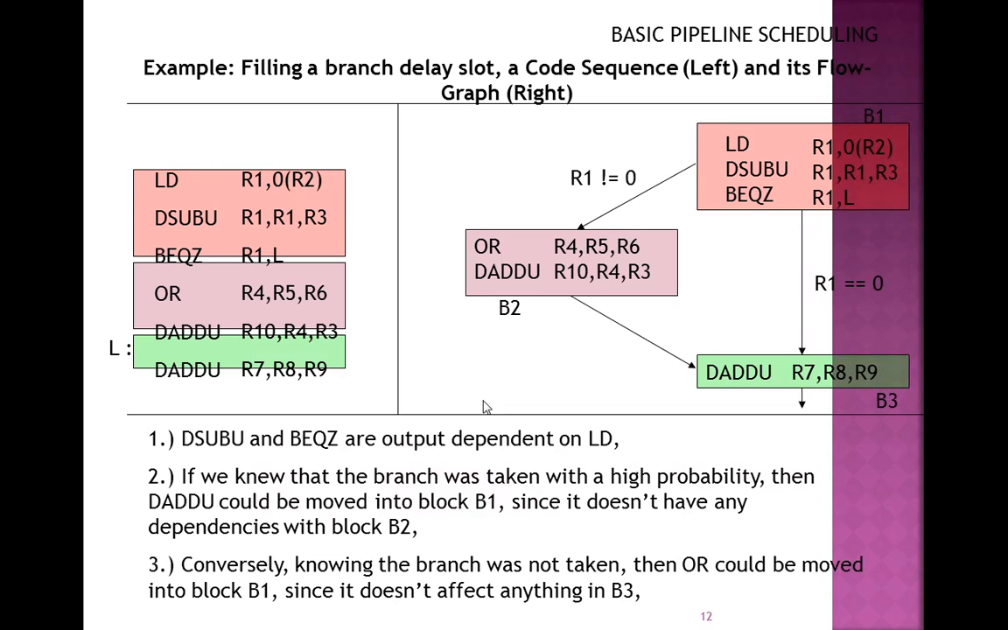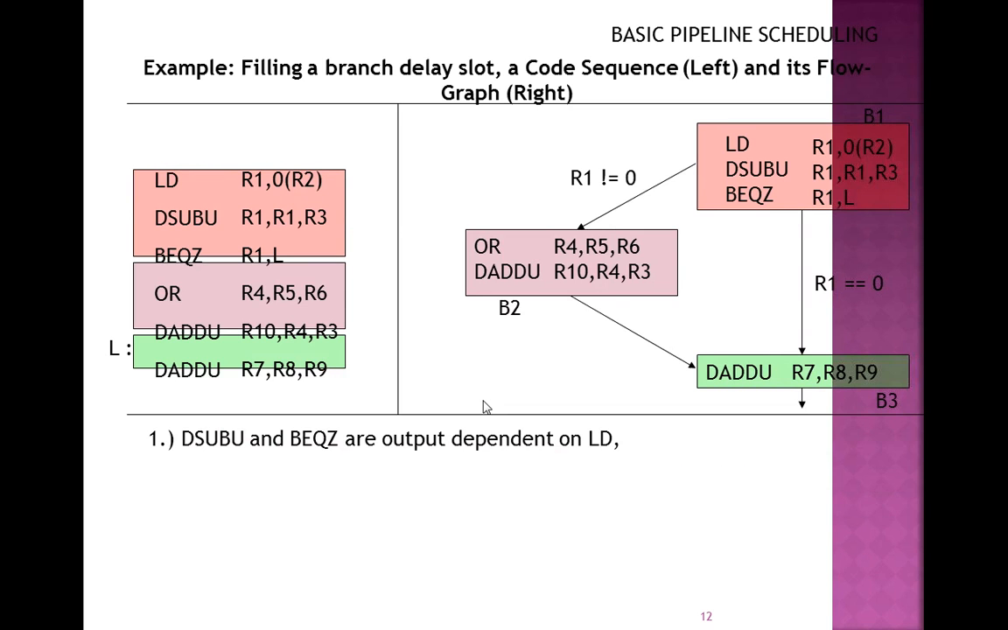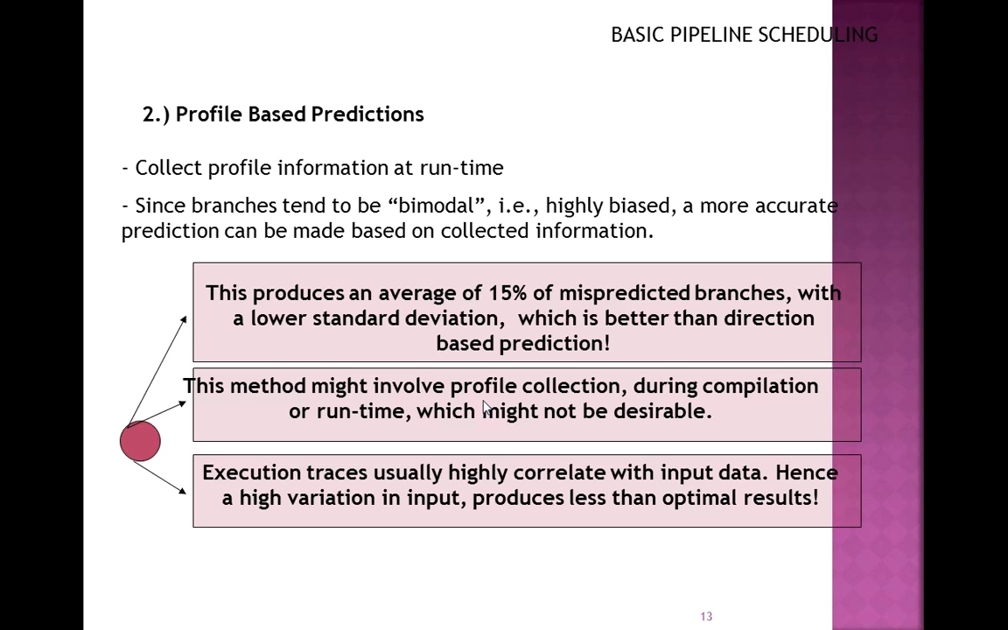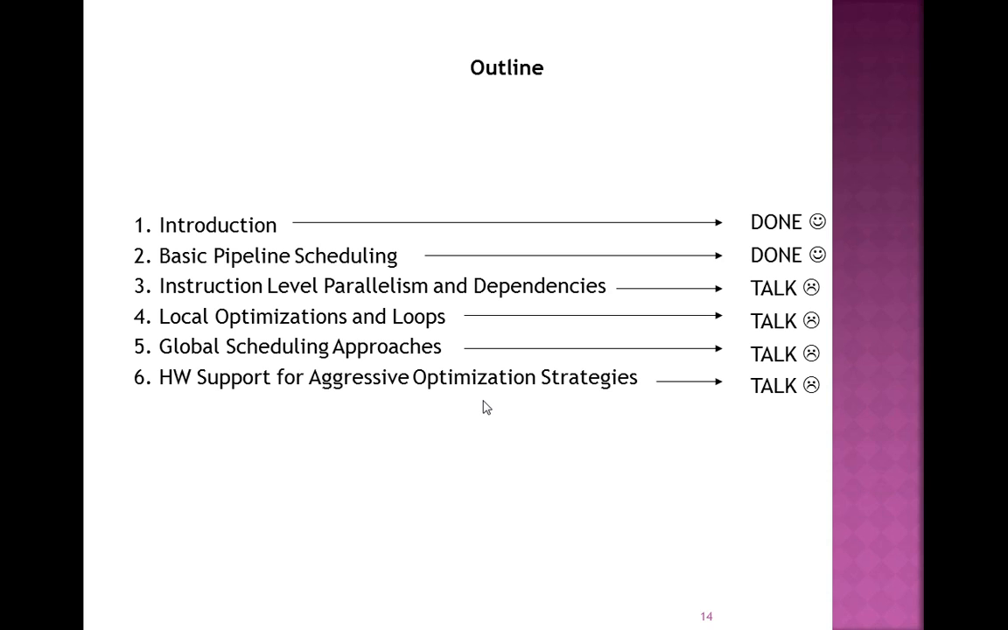Then profile based prediction: one is direction based, one is profile based. Collect the profile information at runtime. Since branches are bimodal, that is highly biased, a more accurate prediction can be made based on the collected information.